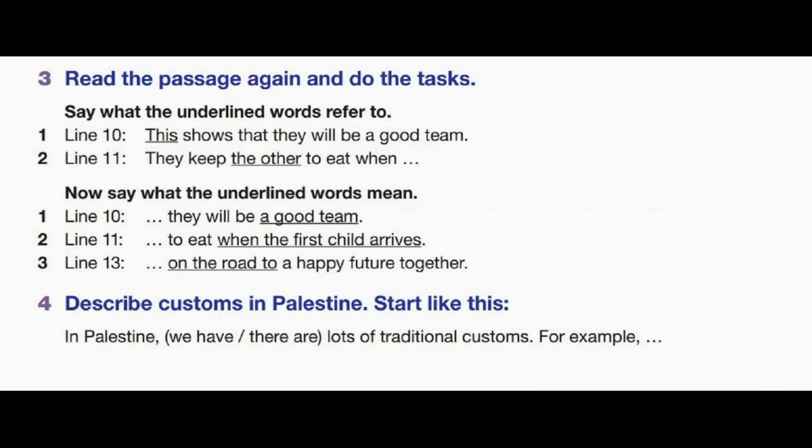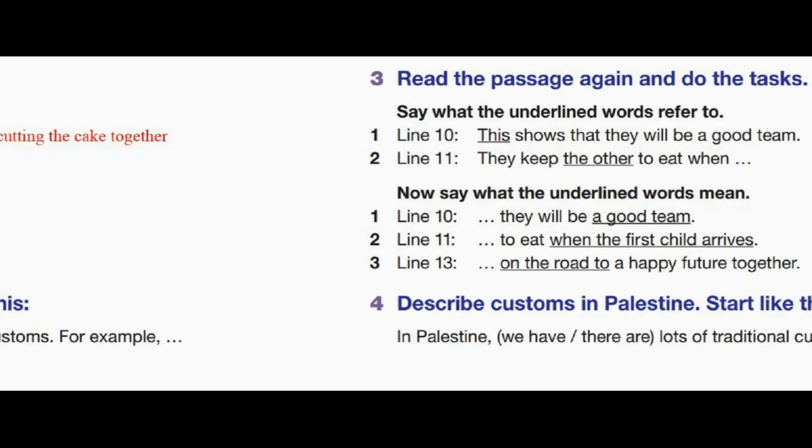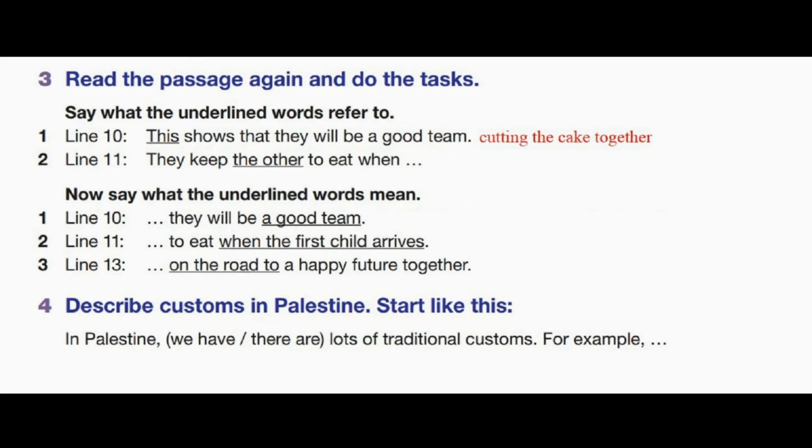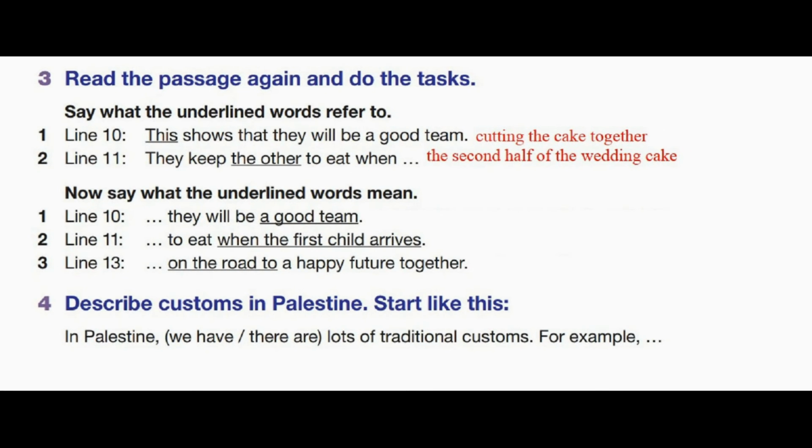Three. Read the passage again and do the tasks. Say what the underlined words refer to. One. Line 10. This shows that they will be a good team. This: cutting the cake together. Two. Line 11. They keep the other to eat when. The other: the second half of the wedding cake.